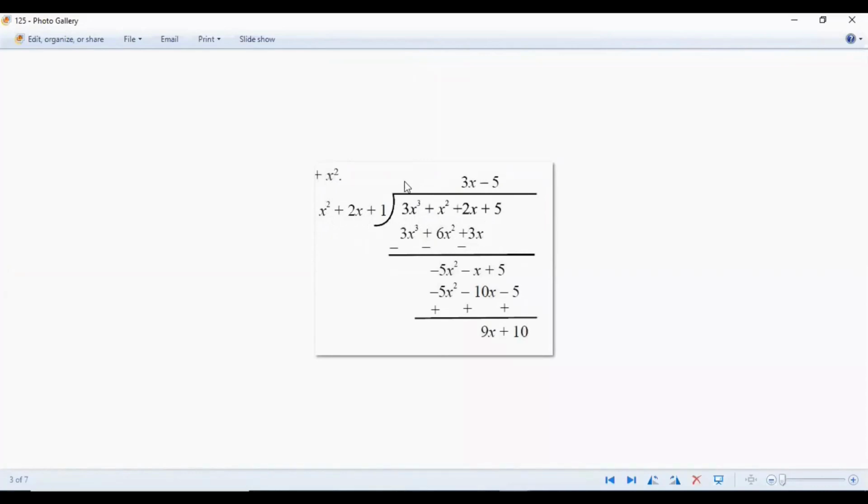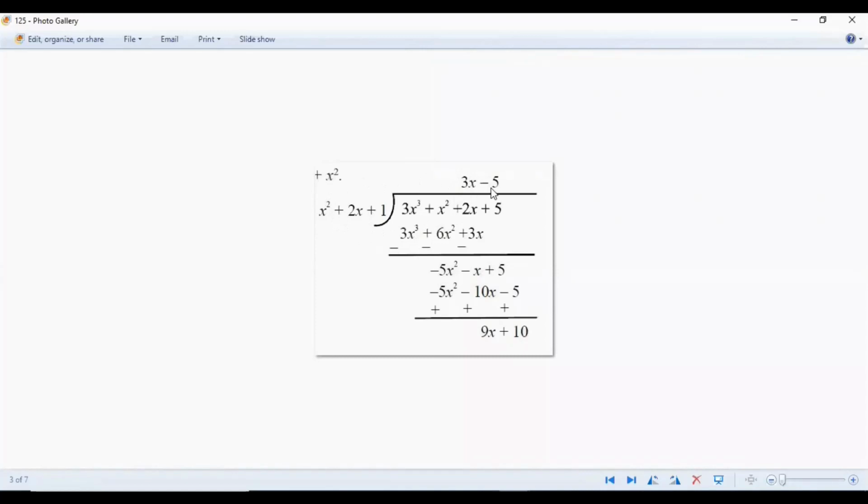What term should be multiplied with x square to get 3x cubed? So the answer is 3x. 3x into x square will give you 3x cubed. So the first term of the quotient will be 3x.